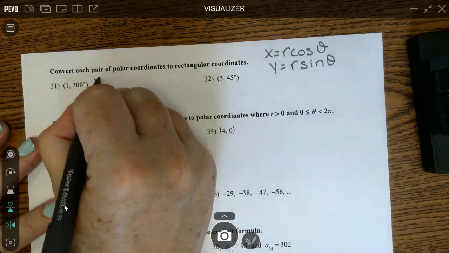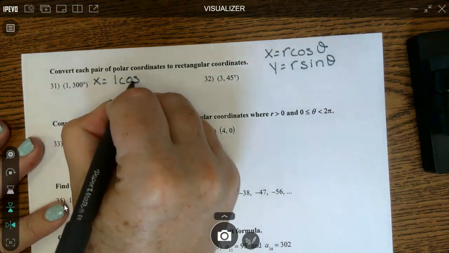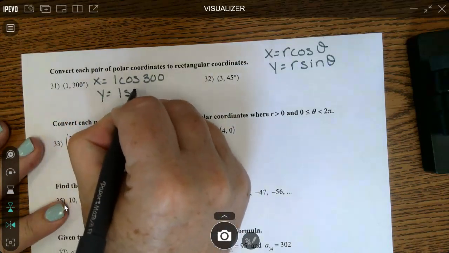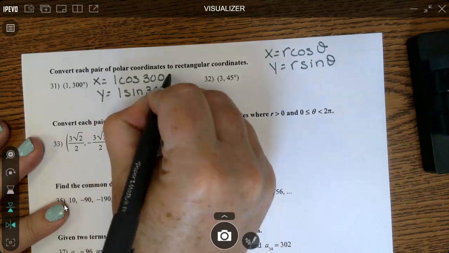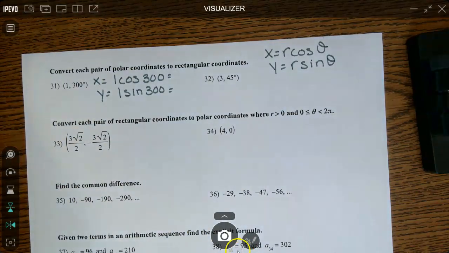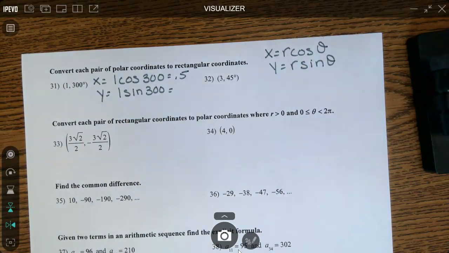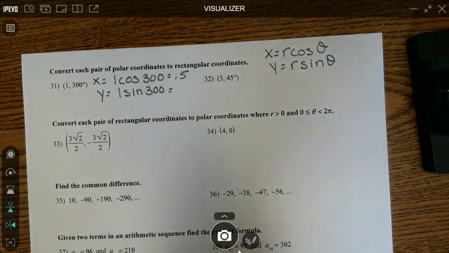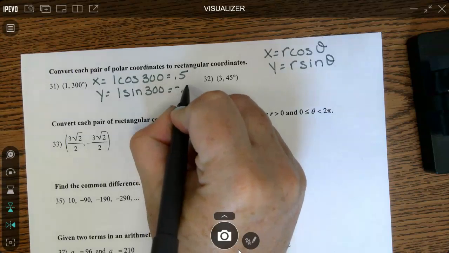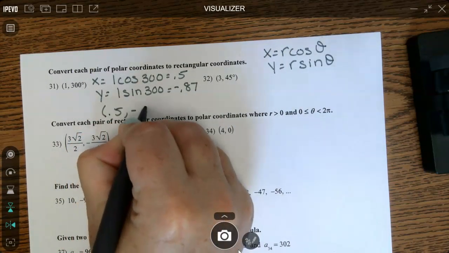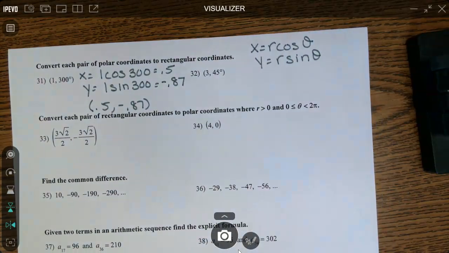Okay, so x equals 1 cosine 300 and y equals 1 sine 300. Let me get my calculator. You want to definitely make sure you're in degrees. Okay, so I get 0.5 and negative 0.87. So 0.5 and negative 0.87. And that's it.